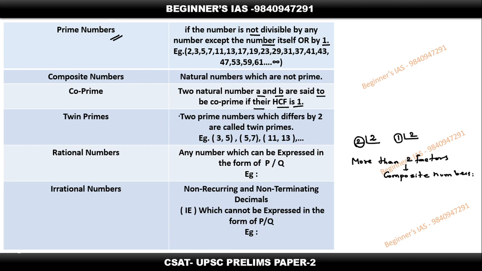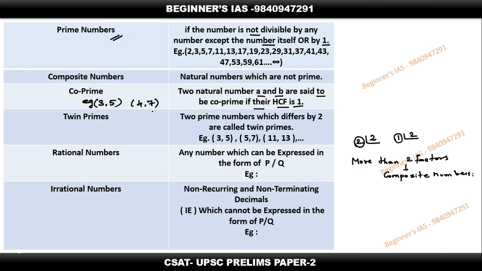So if their HCF is 1, we call them coprime. For example, 3 and 5 are coprime, and then 4 and 1. I'm giving you a few examples. There are a lot of examples of coprime numbers. We call them relatively prime.